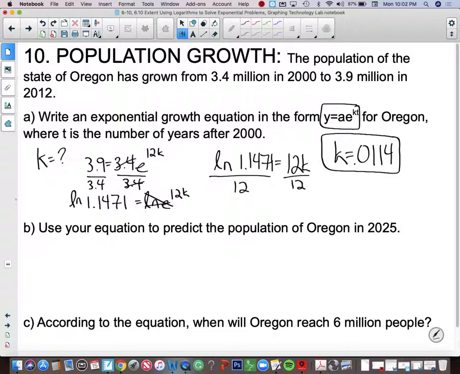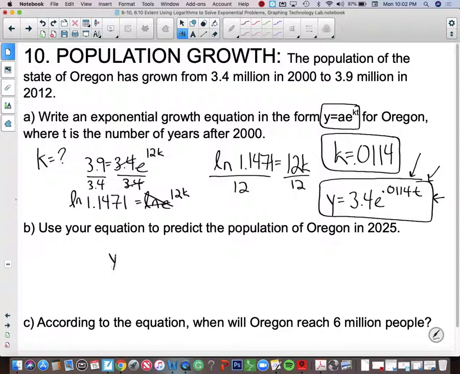So we don't actually have the equation yet until we write it out with the k in there. So we get y equals a, which is our 3.4 million, e to the k, which is 0.0114, times t. So this is the equation here that we need, because we want to generalize that so we can plug stuff into it. Okay? So use your equation to predict the population of Oregon in 2025. That should be pretty simple after we have that equation there.